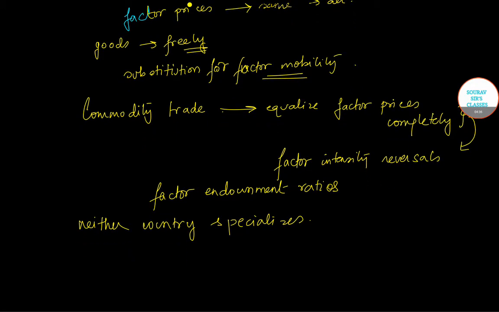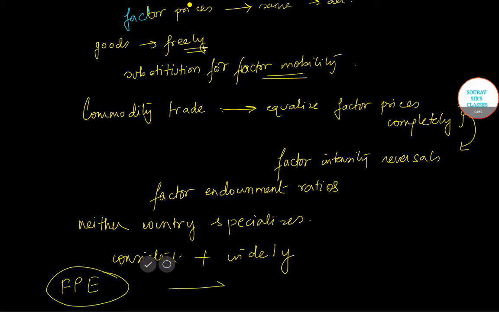So incomplete specialization in both countries is actually consistent as well as widely differing factor prices between countries. Now this factor price equalization FPE theorem can be taken as an important corollary of our HO model that has been discussed in details.